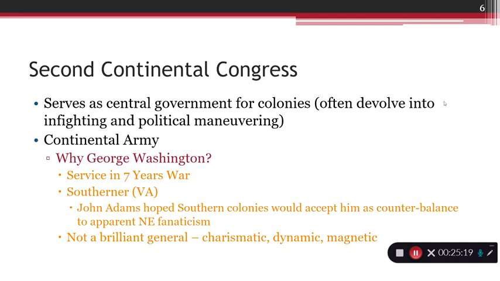Well, he's chosen partially because he did serve in the 7 Years' War, not exactly with distinction. He never really won any of the battles or skirmishes that he was involved in, but he did serve, so he has military experience, and more importantly, he has experience within the British Army. So he has some knowledge of some of the leaders of the British Army, he has some knowledge of some of their tactics. He's also from the South, and this is going to be really, really important for a couple of reasons.